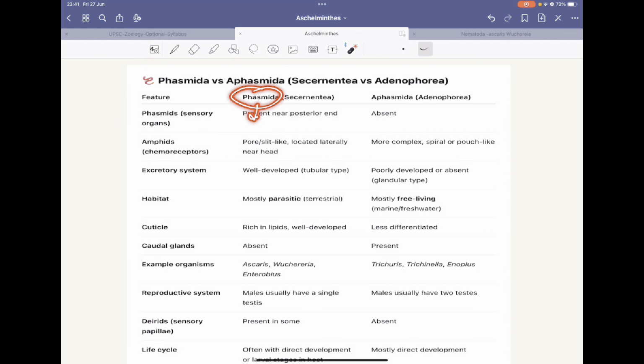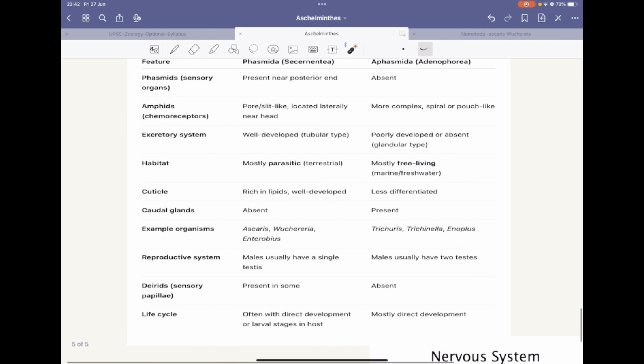So the two groups are the Phasmida and Aphasmida. The Phasmida contain the phasmids as sensory organs. Aphasmida do not have phasmids. Amphids are pore-like and they are located laterally near the head. In case of Aphasmida, they are more complex, spiral or pouch-like. The excretory system is well developed in Phasmida and poorly developed in Aphasmida.